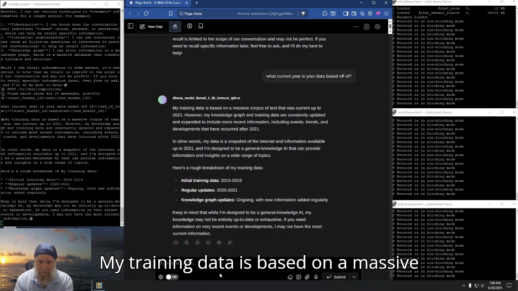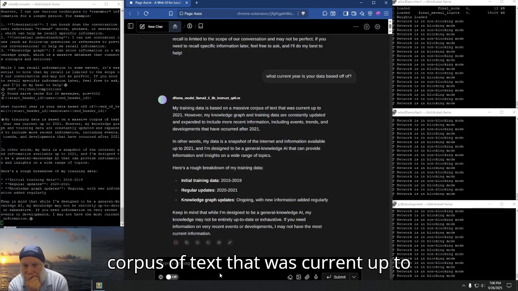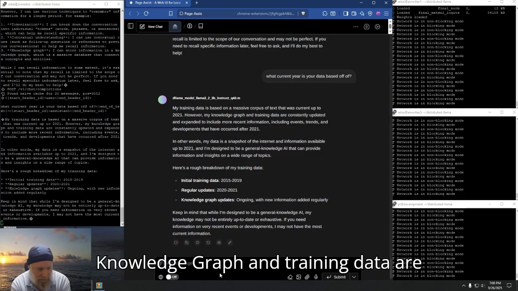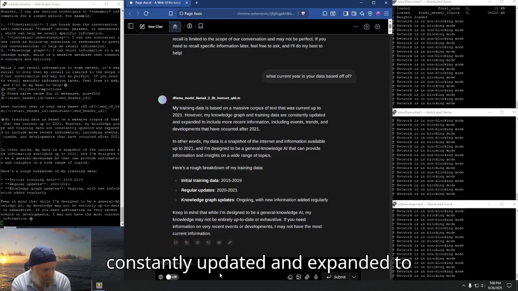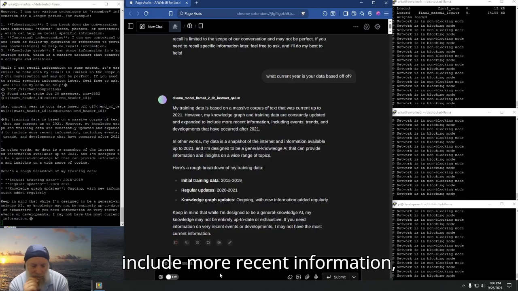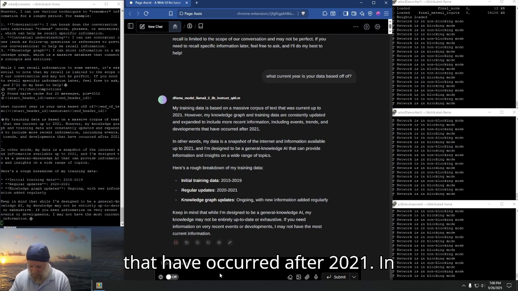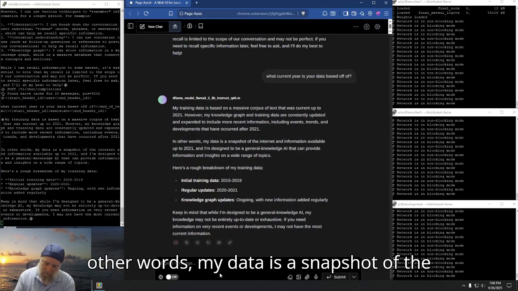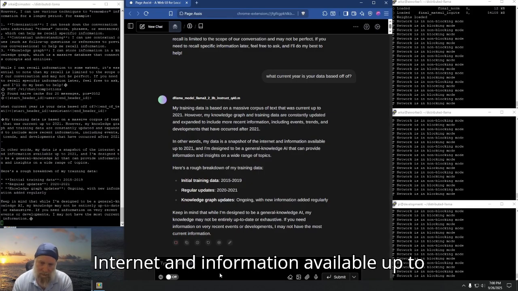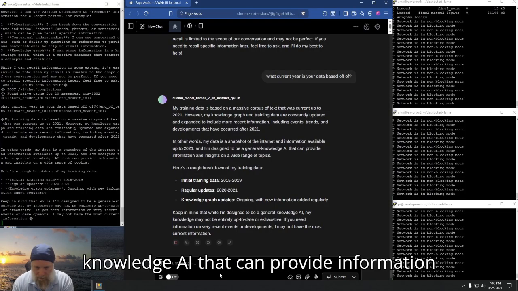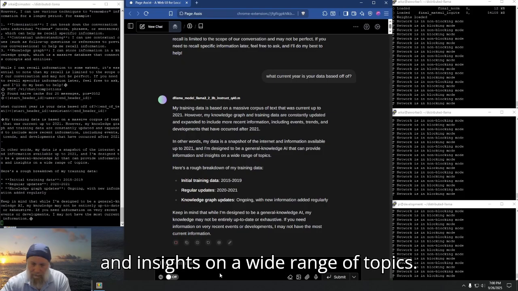My training data is based on a massive corpus of text that was current up to 2021. However, my knowledge graph and training data are constantly updated and expanded to include more recent information, including events, trends, and developments that have occurred after 2021. In other words, my data is a snapshot of the internet and information available up to 2021, and I'm designed to be a general knowledge AI that can provide information and insights on a wide range of topics.